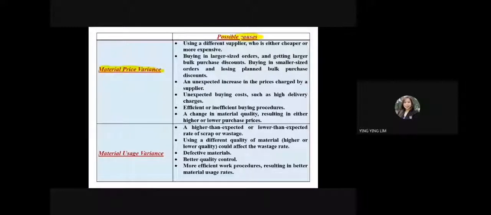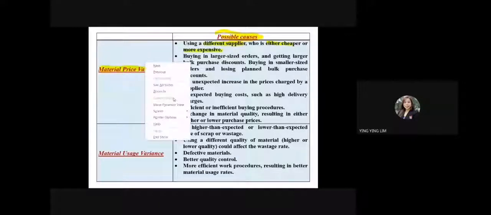So you can make good use of these points to talk about. You have to make a story about your variances like that. The first point we look at is using a different supplier. If we use a different supplier, whether it is cheaper or more expensive. Now, rational thinking.